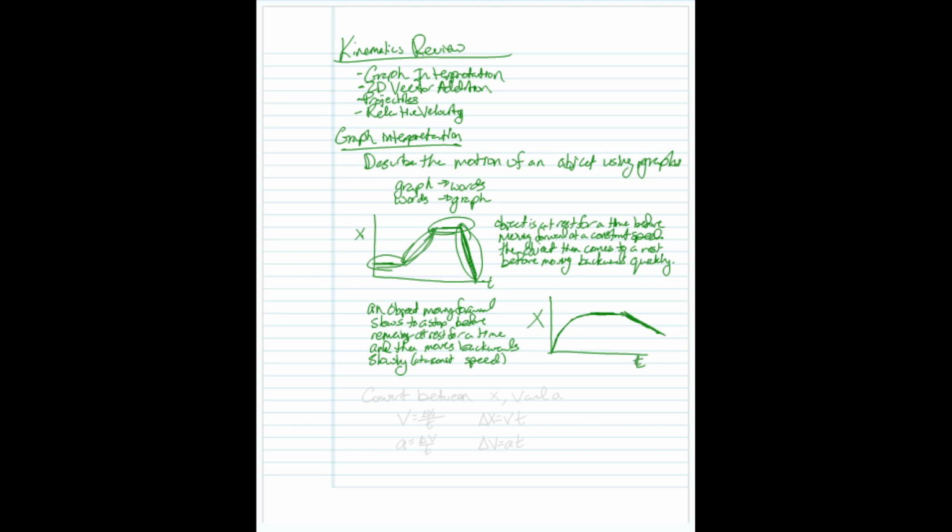The other thing we have to do with graphs is be able to convert between position, velocity, and acceleration. For this, we're going to look at our equations. v equals delta x over t. That's the definition of velocity. And acceleration is change in velocity over time. I can rewrite that first equation to give me change in position is equal to velocity times time. And the second equation can be rewritten as velocity equals acceleration times time.